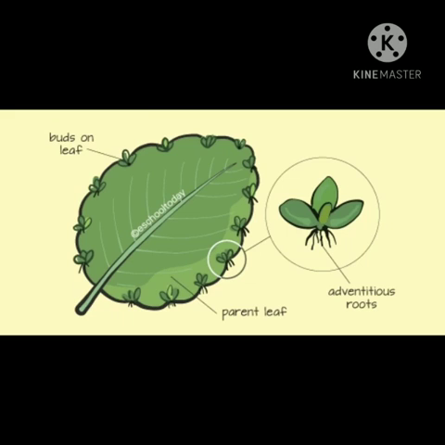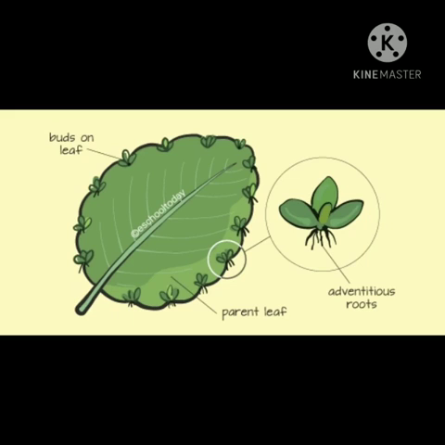Now let's study vegetative propagation by leaves. Leaves of some plants grow into a new plant. The new plants can detach from the leaves and develop into a full individual plant after falling on the ground.